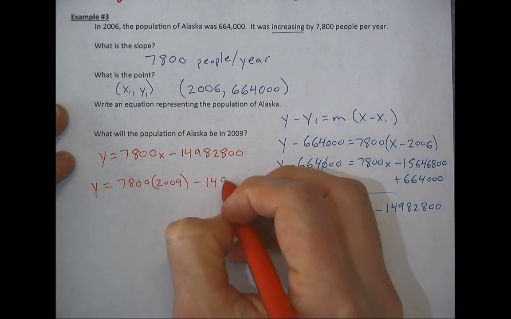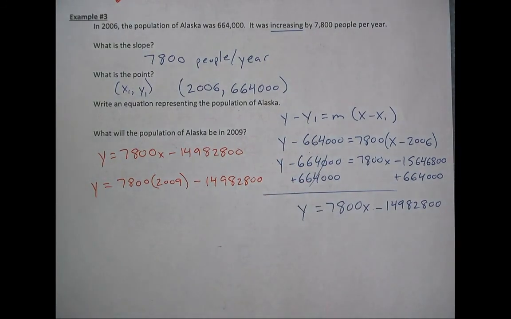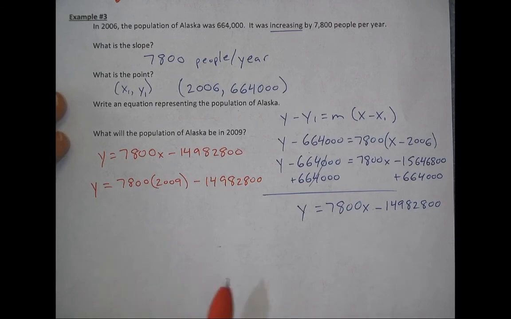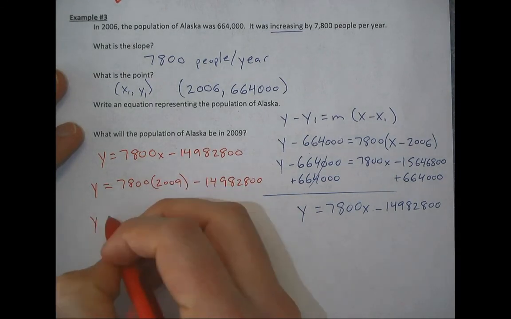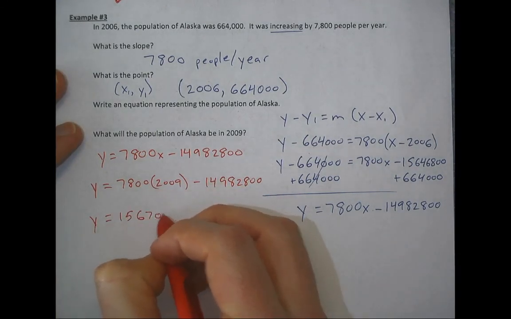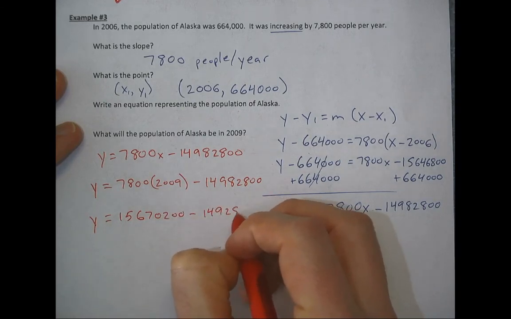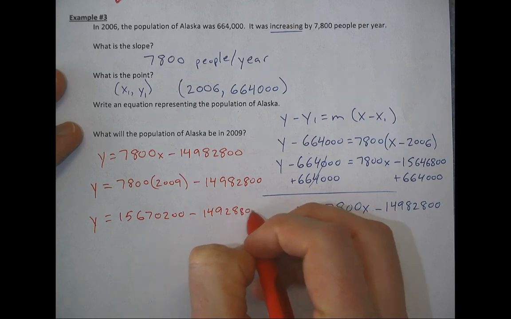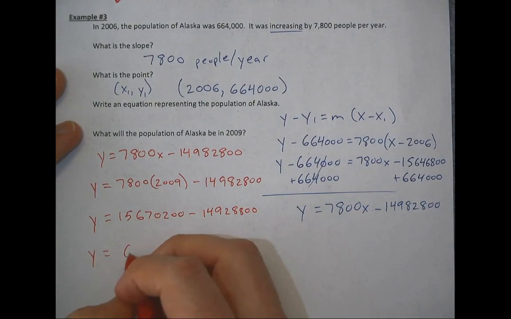All we're going to have to do is run the numbers, multiply, simplify. We'll have y equals something, and that's going to be the answer to the population in 2009. So all I'm going to do here is multiply, and then I will subtract to simplify this side completely. And just like that, I've got my answer.